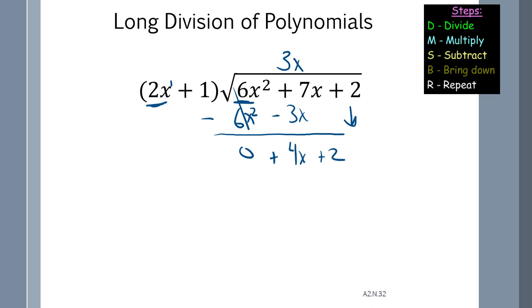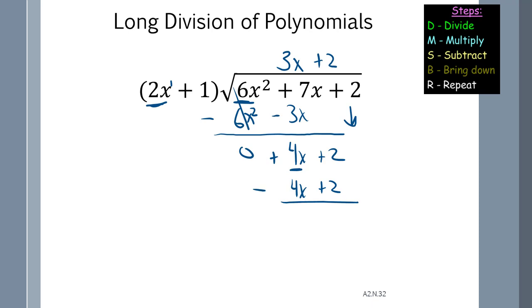Again, we're just going to look at these first values here that we have. Okay, so 2 goes into 4 2 times. So plus 2. Okay, so with that, 2 times 2x should give us 4x. And then 2 times 1 should give us a positive 2.